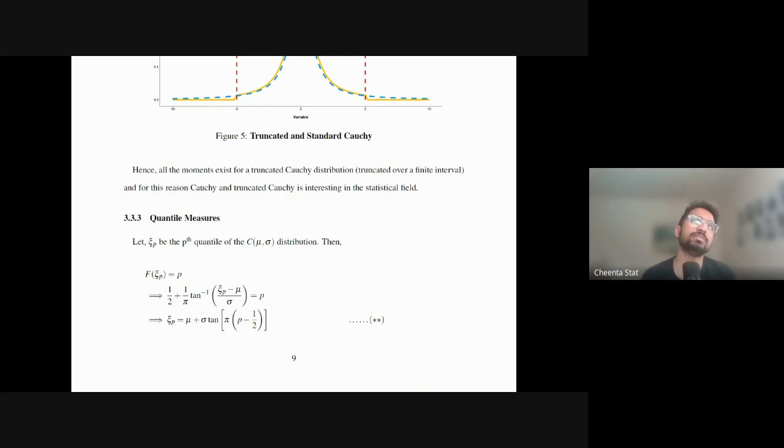So when p is equal to one, it's infinity. Yes, that makes sense.